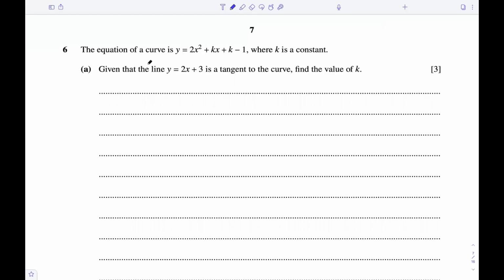In question 6, the equation of a curve is given where k is a constant. In part A, the line y equals 2x plus 3 is a tangent to the curve. So when it is tangent, it means there is only one point of intersection. And when there is one point of intersection, it means that the discriminant, which is b squared minus 4ac, will be equal to 0.